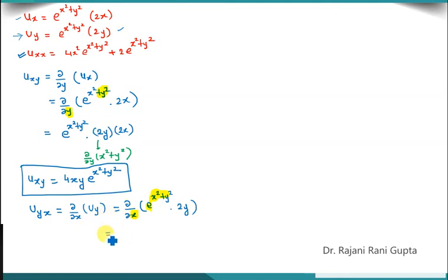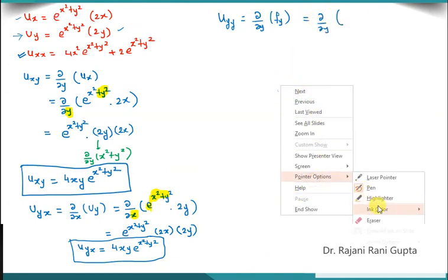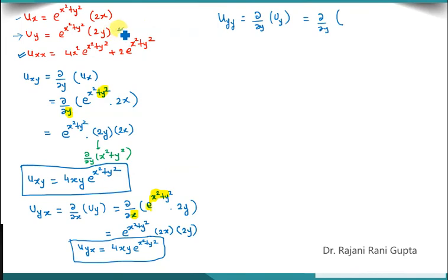So this will give you e power x square plus y square times the derivative of x square plus y square with respect to x, which is 2x, times 2y. So this gives us uyx as, if we multiply them together, 4xy e power x square plus y square. So this is how we got the partial derivative. Now let's find uyy. So it is the partial derivative with respect to y of uy, and uy is this term, e power x square plus y square times 2y.